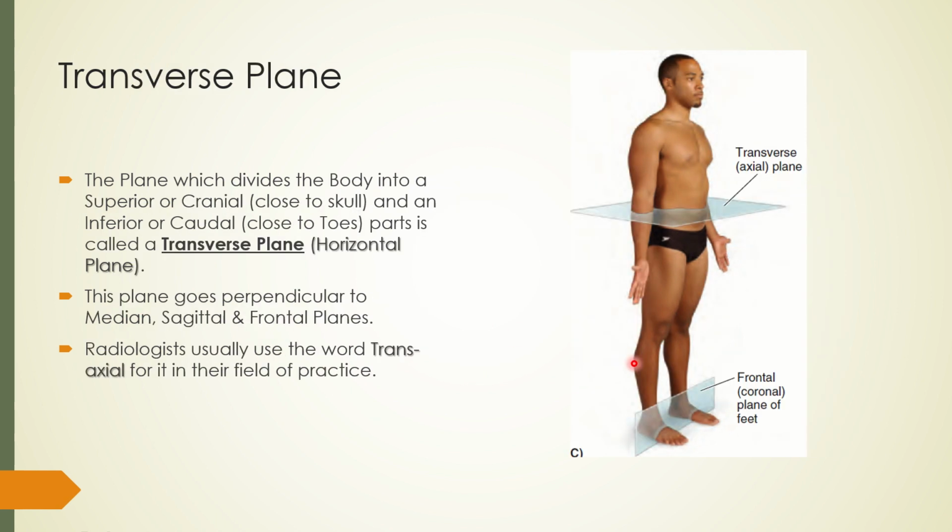The transverse plane is the plane which divides the body into a superior part or cranial part, which is closer to the skull, and an inferior part or caudal part, which is closer to the toes. Any plane dividing the body into a superior part and an inferior part is the transverse plane. It is also called the horizontal plane. This plane goes perpendicular to the median plane, sagittal plane, and the frontal plane.